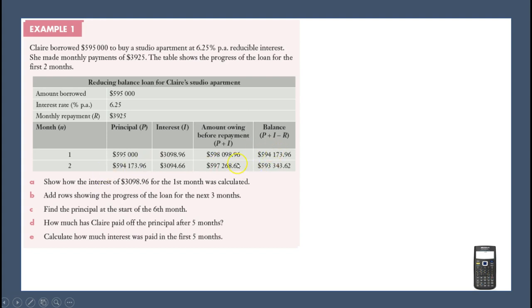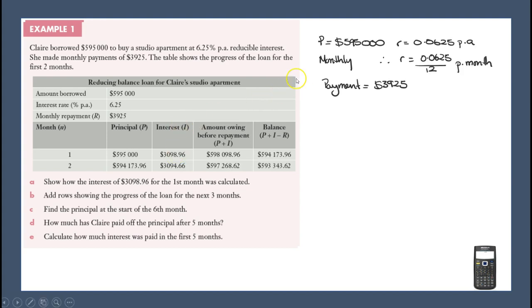Okay, it's really important to look at these tables and sort all of that out before you even start to look at the question. It says, show how the interest of $3,098.96 for the first month was calculated. So here's the amount. Now, the nice thing is the interest is calculated using the simple interest formula.